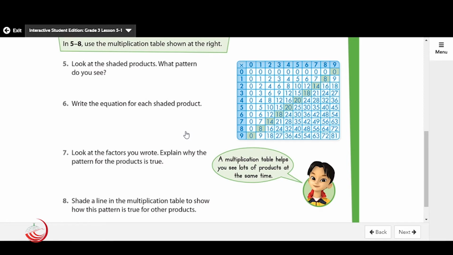Second, the same products read from 0 to 20. I can here read 0, 8, 14, 18, 20. Then it goes back to the same numbers.